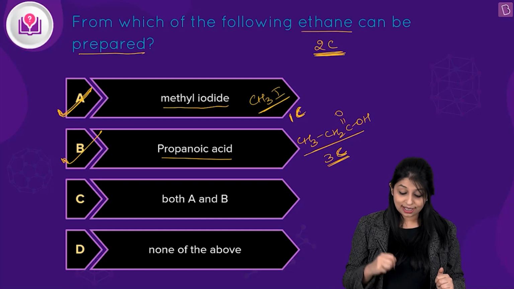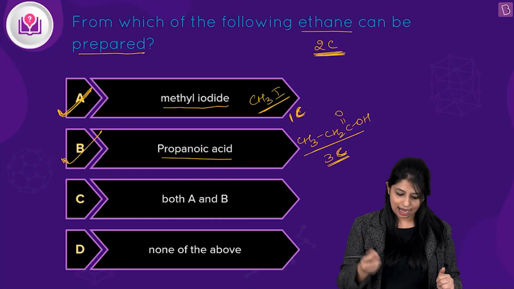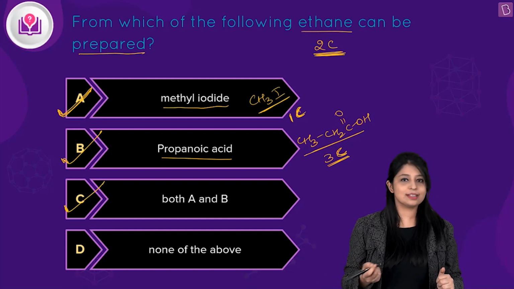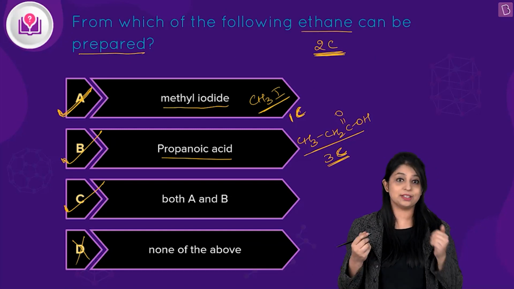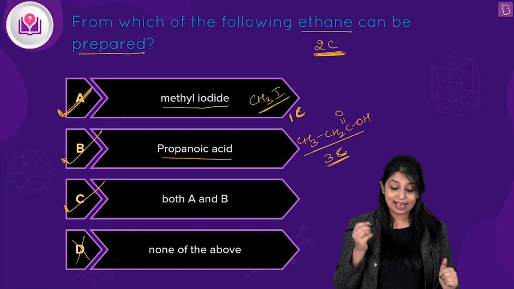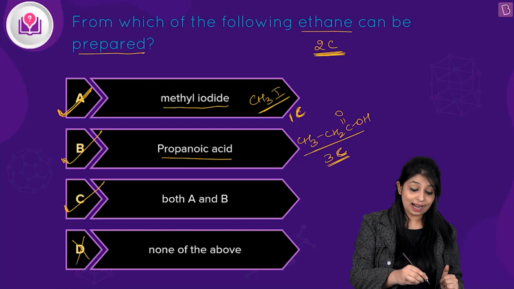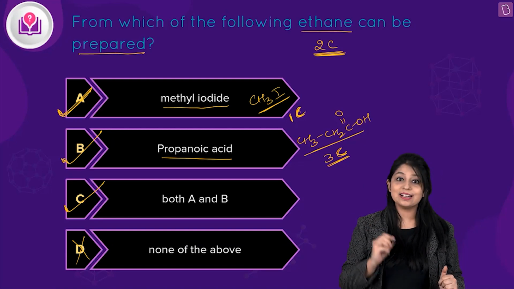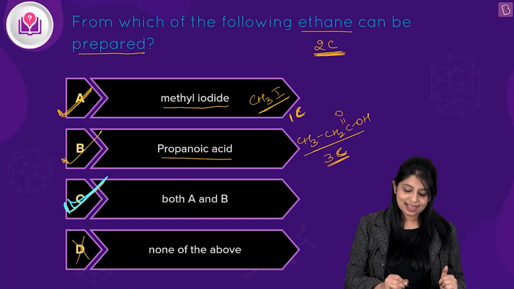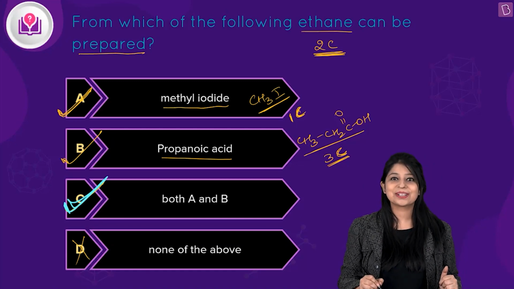So what is option C? That both A and B are correct. Absolutely. None of these, no, that is not correct, because we just found out that we can prepare ethane from both methyl iodide and propionic acid. So yes, option C is our correct option.